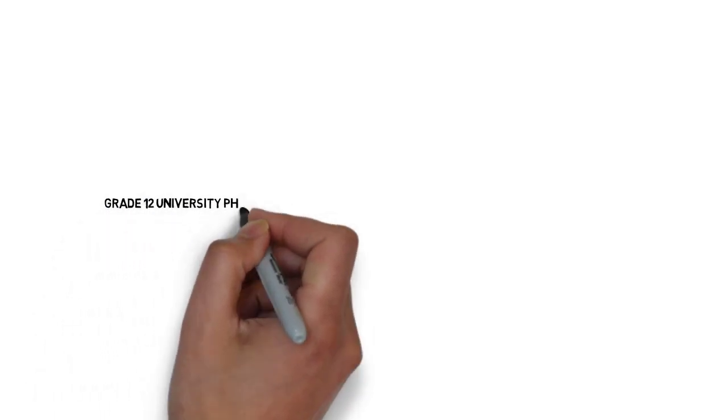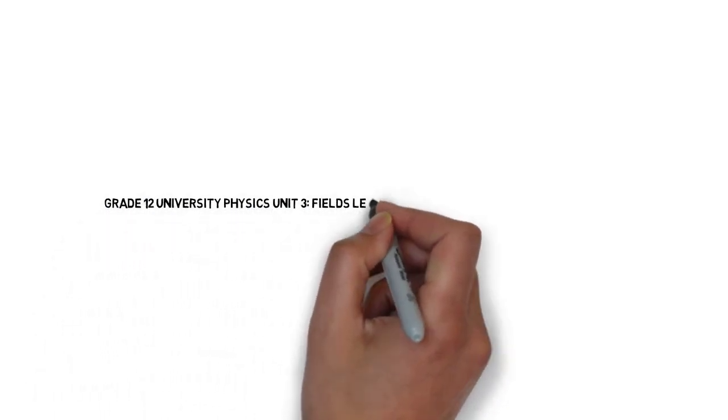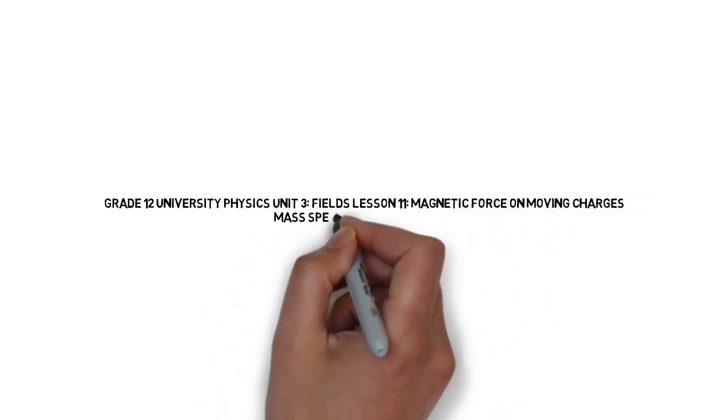This is grade 12 University Physics, Unit 3, Electric and Magnetic Fields, Lesson 11, Magnetic Force on Moving Charges. Specifically, today we're going to look at the mass spectrometer.